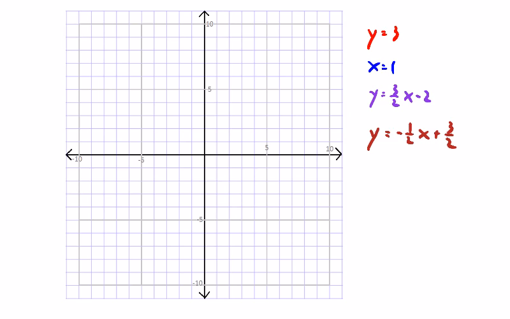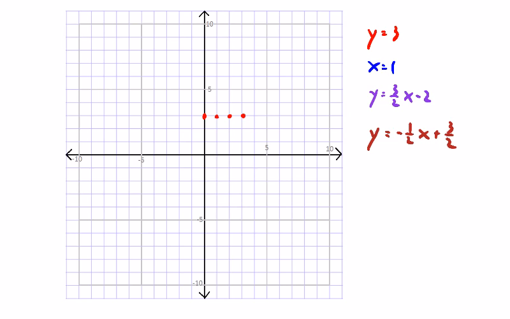Okay, so the first one, y equals 3. This one is, as we said earlier, a horizontal line. No matter what x is, y is always 3. So if x is 0, y is 3. Its y-intercept is 3. But when x is 1, y is still 3. When it's 2, it's 3.